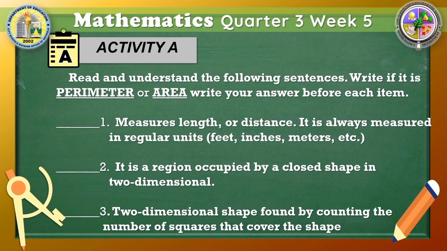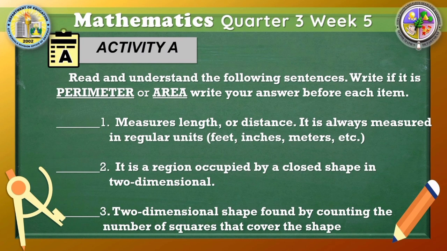Number 1. Measures length or distance. It is always measured in regular units: feet, inches, meters, etc. What is your answer? It is perimeter. Very good. Number 2. It is a region occupied by a closed shape in two dimensions. What is your answer? If your answer is area, you are correct.